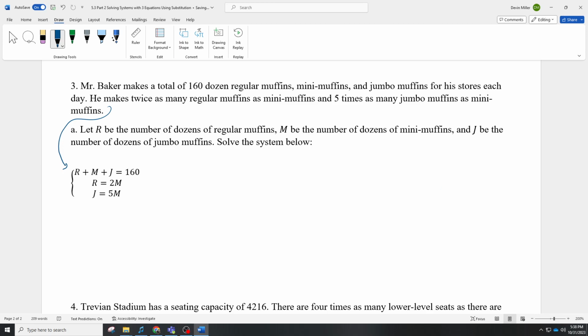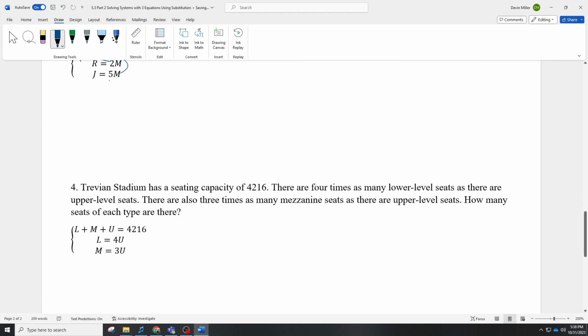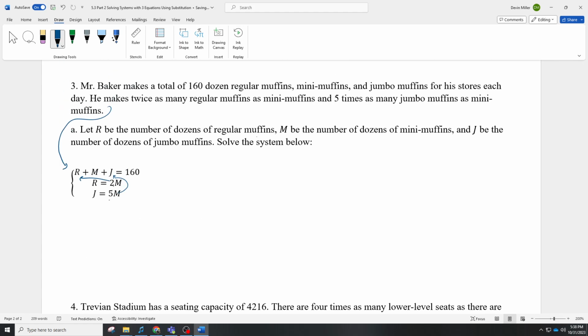R is the number of dozen of regular muffins, M is the number of dozens of mini muffins, and J is the number of dozens of jumbo muffins. Solve the system below. And again, we get M's in both of these, which means we can plug it into the top equation, replacing the letters with the right ones here. Which also number 4 would be done the same way. So using our top equation, we would write 2M instead of R, plus M, which will stay there, plus J, which is actually 5M, equals 160.